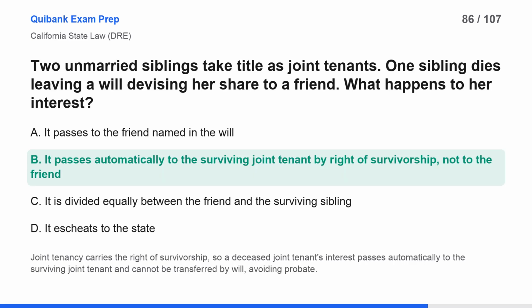The answer is B. It passes automatically to the surviving joint tenant by right of survivorship, not to the friend. Joint tenancy carries the right of survivorship, so a deceased joint tenant's interest passes automatically to the surviving joint tenant and cannot be transferred by will, avoiding probate.